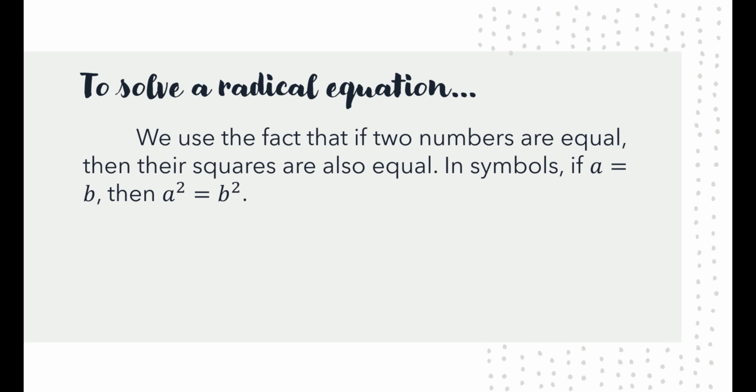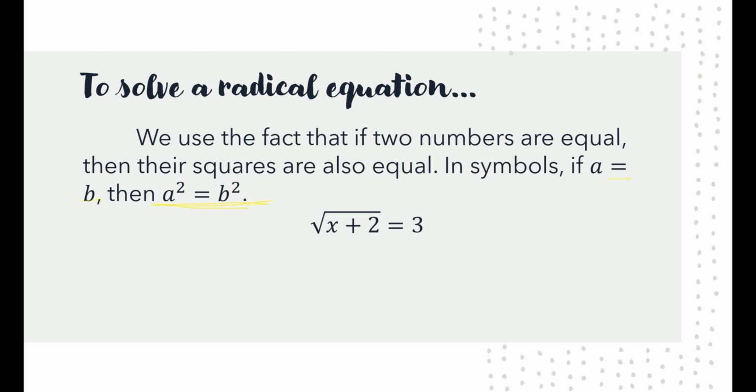To solve a radical equation, we use the fact that if two numbers are equal, then their squares are also equal. In symbols, if a is equal to b, then a squared is equal to b squared. For example, let us try to solve this radical equation, square root of x plus 2 equals 3. Now we have to use the property: if a equals b, then a squared is equal to b squared.